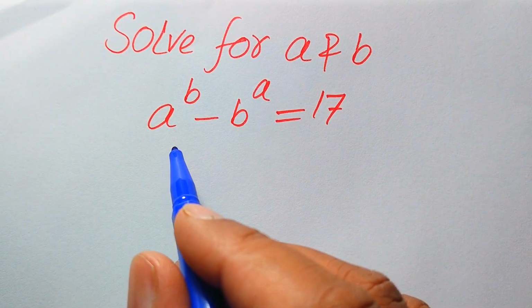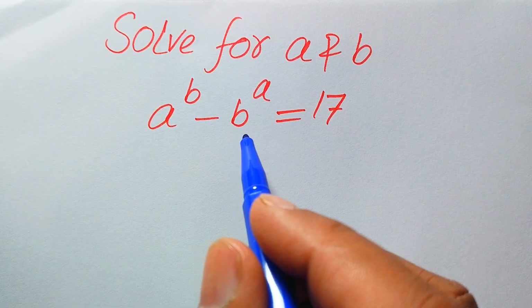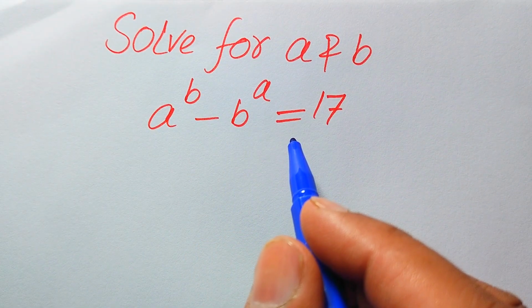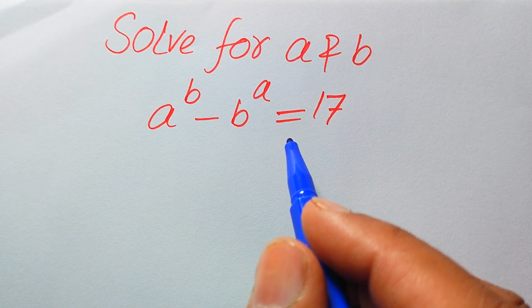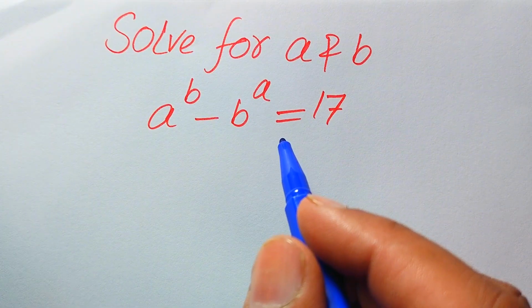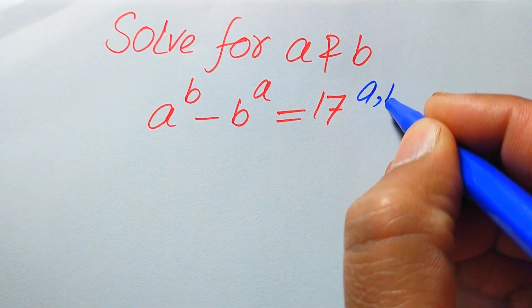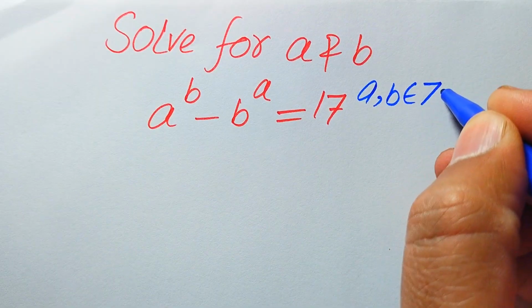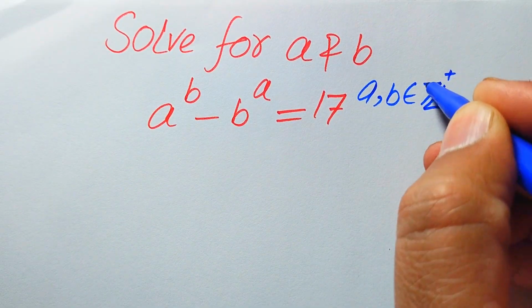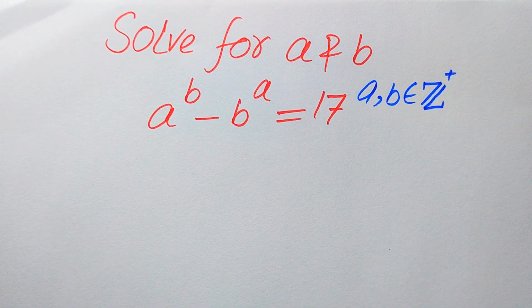So here we have a to the power of b minus b to the power of a equals 17, and we solve this problem for all the values of a and b. Remember one thing: a and b must be positive integers. It means that we solve this problem only for positive integer values of a and b.